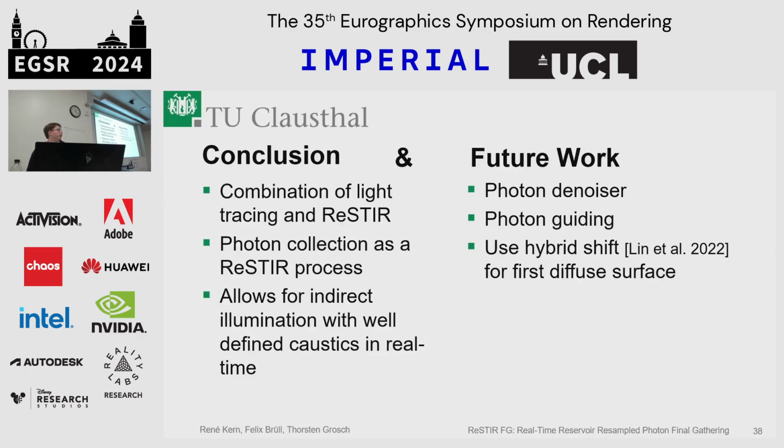Then our work could be combined with photon guiding to trace fewer photons in places of the scene where they would not be collected anyway, or also to improve performance on bigger scenes. And we could also combine our work with the hybrid shift until the first diffuse surface, as that could improve quality on highly specular surfaces such as glass and metals.